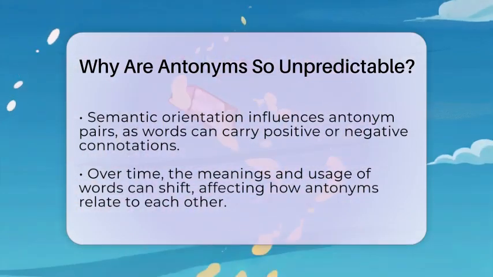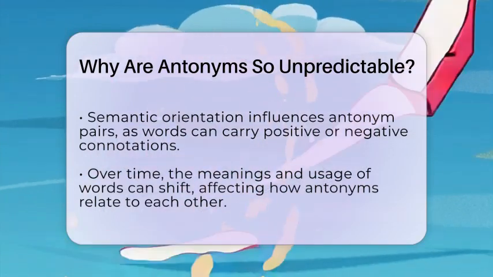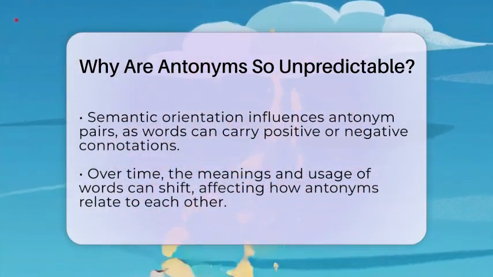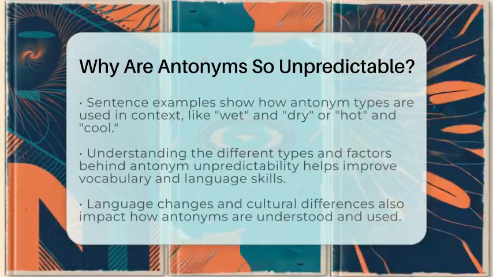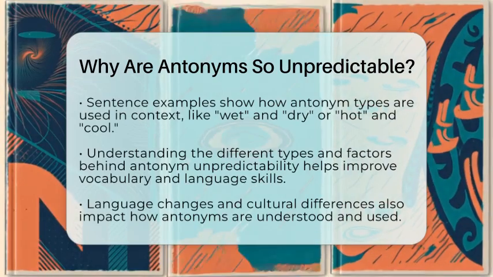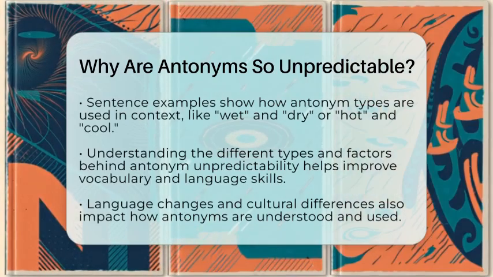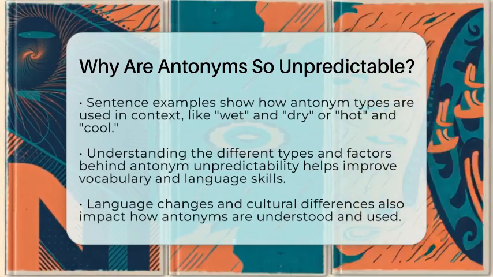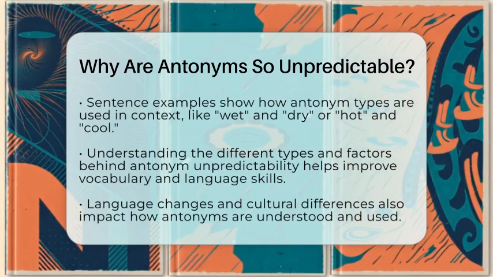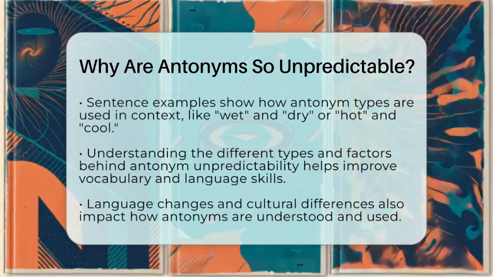When we look at how words are used in sentences, it helps us see these differences clearly. For example, the ground was wet after the rain, but it dried quickly. Here, wet and dry are complementary antonyms because something can't be both at the same time. Or, the coffee was too hot, so I waited for it to cool. This shows how gradable antonyms like hot and cold can have many degrees.